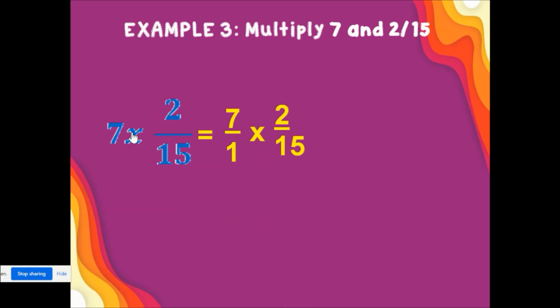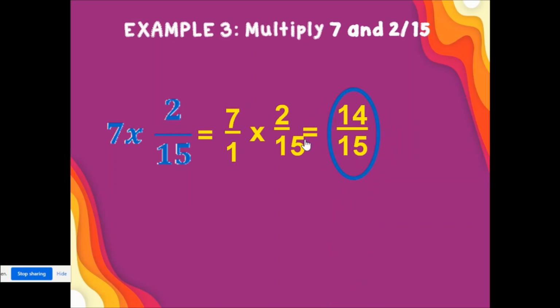After copying the second fraction, let us now multiply the numerators. So 7 times 2 is equal to 14. And then 1 times 15 is equal to 15. Since 14 and 15 are already in their lowest term, therefore this is our final answer.